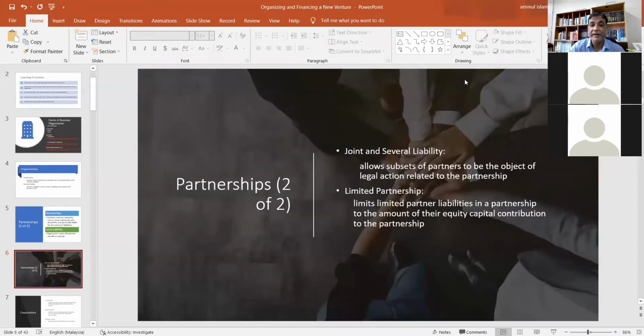Now, it could be even joint and several liability, right? So it does allow subsets of partners to be the object of legal action related to the partnership. When you are applying for a business entity and registering an organization, definitely you are bound to certain rules and regulations. The legal framework is already there that you are bound to follow. And then the limited partnership, whereby you limit the liabilities of a limited partner in a partnership to the amount of their capital contribution to the partnership.